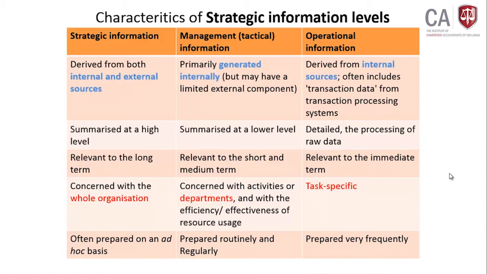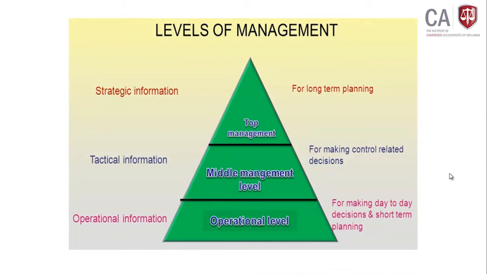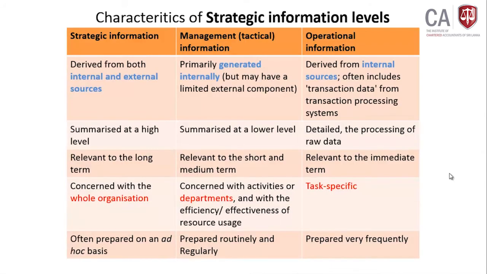What are those characteristics? We learn one by one. Strategic information derives from both internal and external sources. The tactical level summarizes information primarily generated internally, but may have a limited external component. Operational information also comes through internal sources, operations and transactions.